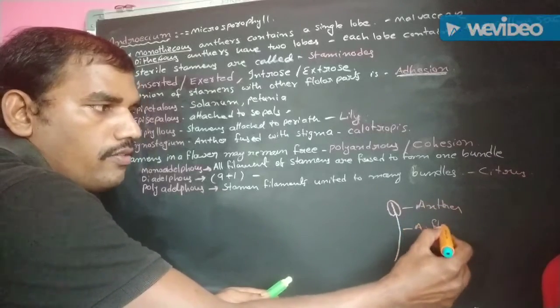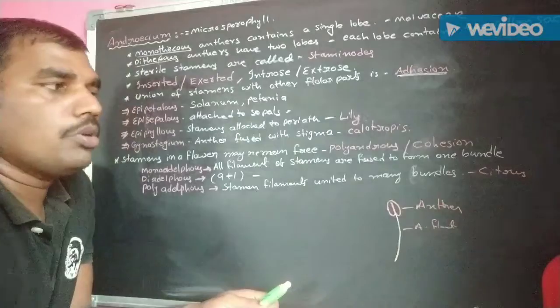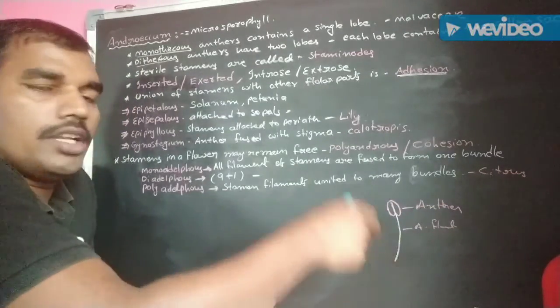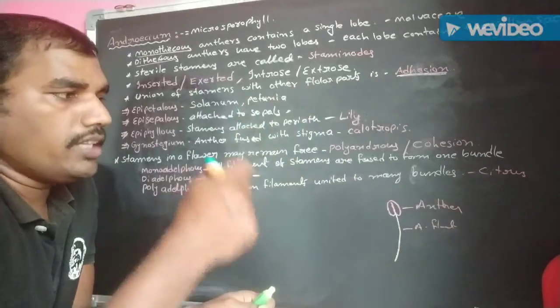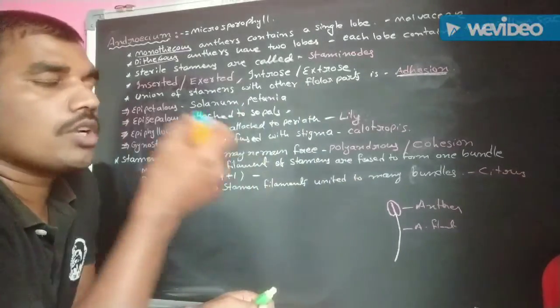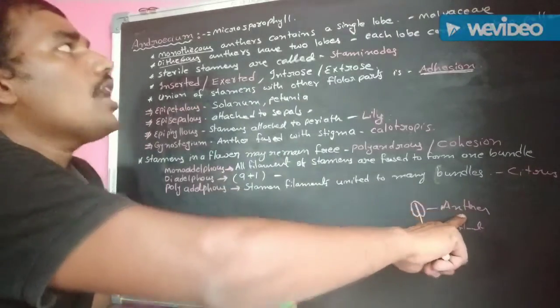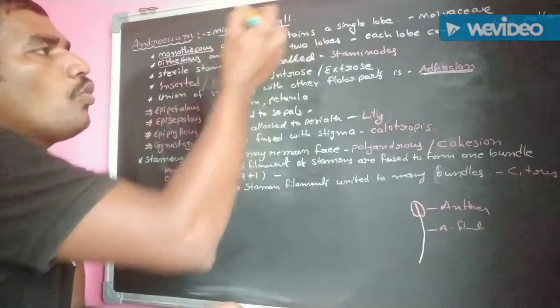Anther and filament, both are known as Androecium. The anther filament is a stalk-like structure, and at the tip of the anther filament there is a knob-like structure. That one is the anther. This anther is also known as microsporophyll.